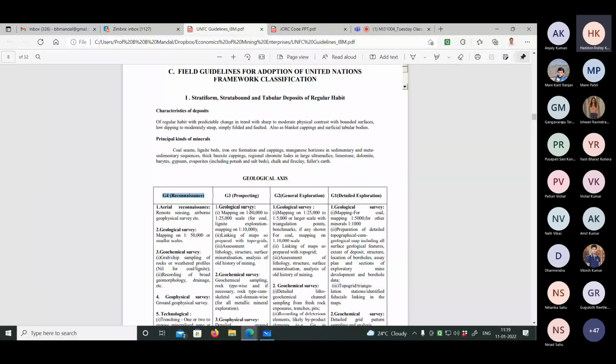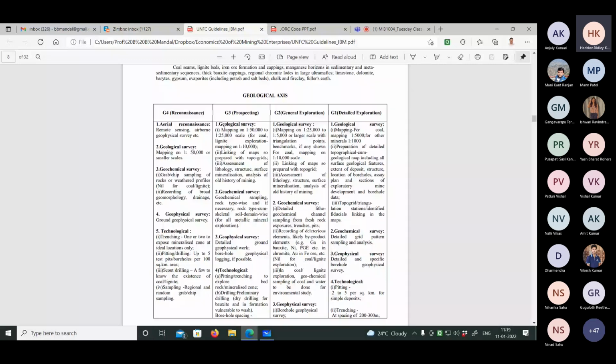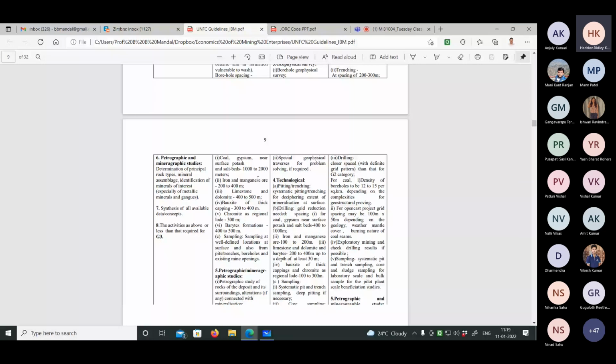If you just read all these 4 columns, you will see that the mapping, geochemical survey, geophysical survey, technical, petrographic, all are being detailed now.